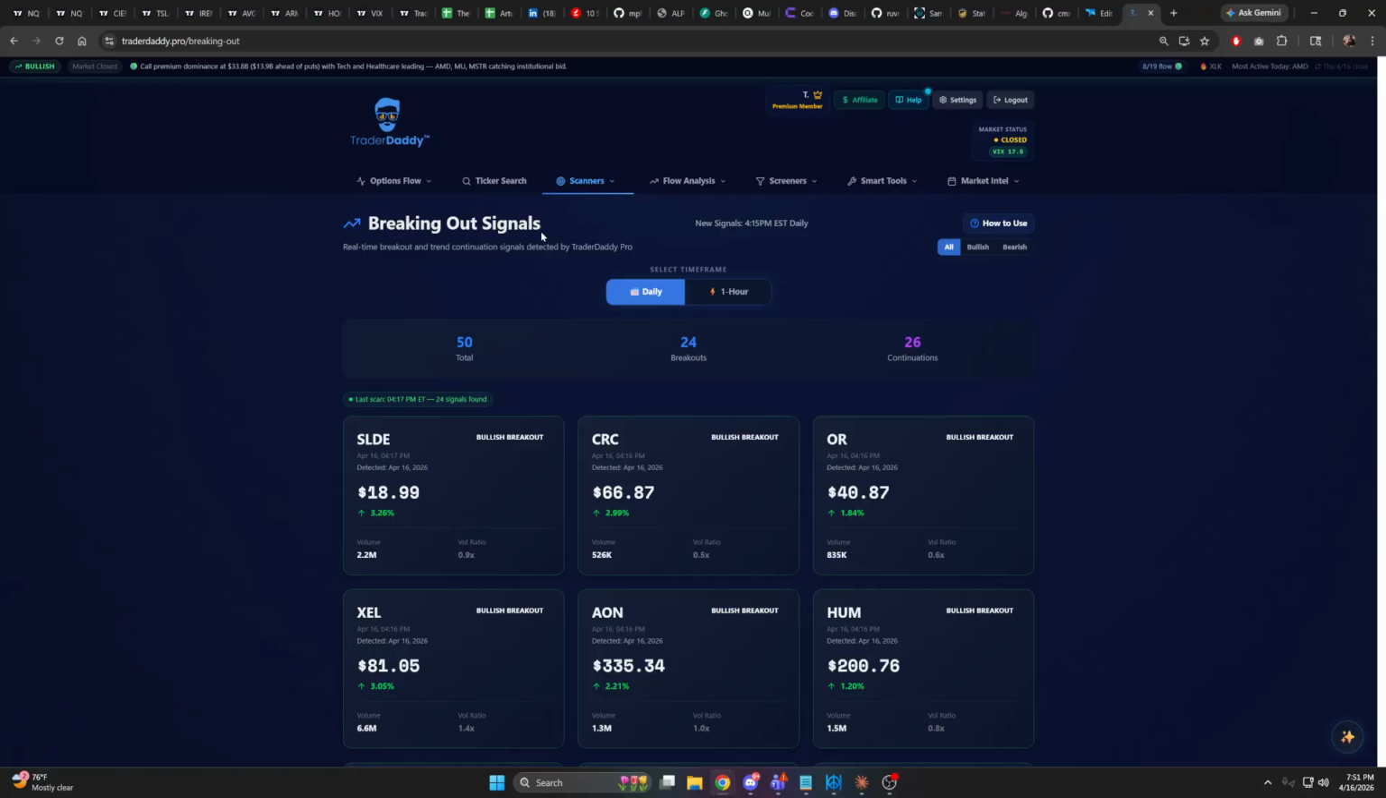That has been converted to Python, and this script runs every single day based on that indicator, and it's going to find breaking out stocks every day for the daily. This runs at 4:15 Eastern, so this is for your swing plays, and then this also runs on the hourly as well, 15 minutes past each market hour.